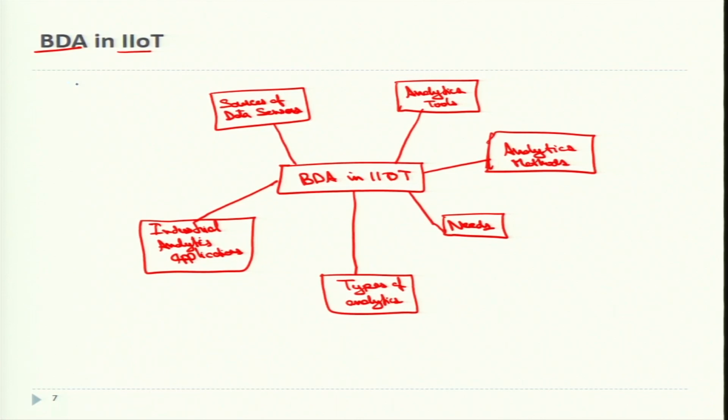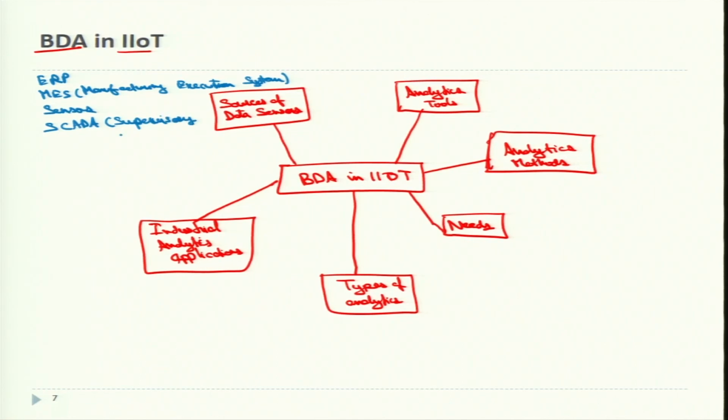In the sources of data, we have the ERP, that is enterprise resource planning, the MES, that is manufacturing execution system, we have sensors directly here, we have the SCADA system, which is supervisory control and data acquisition.